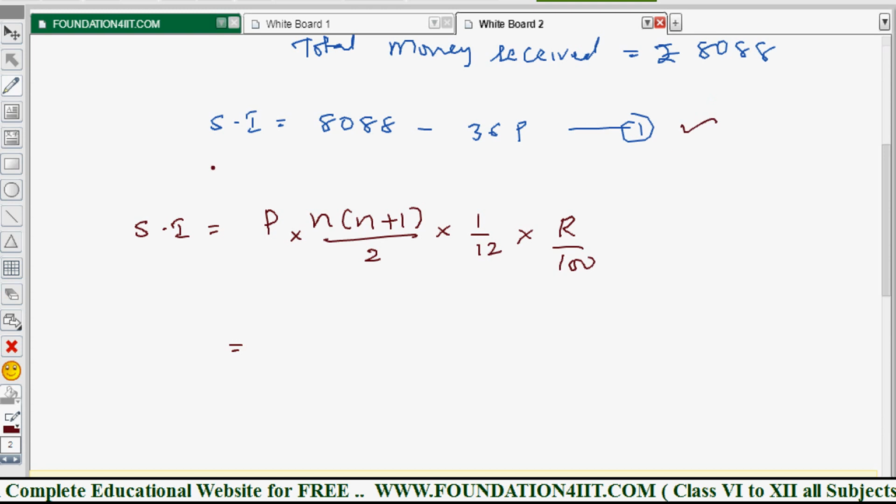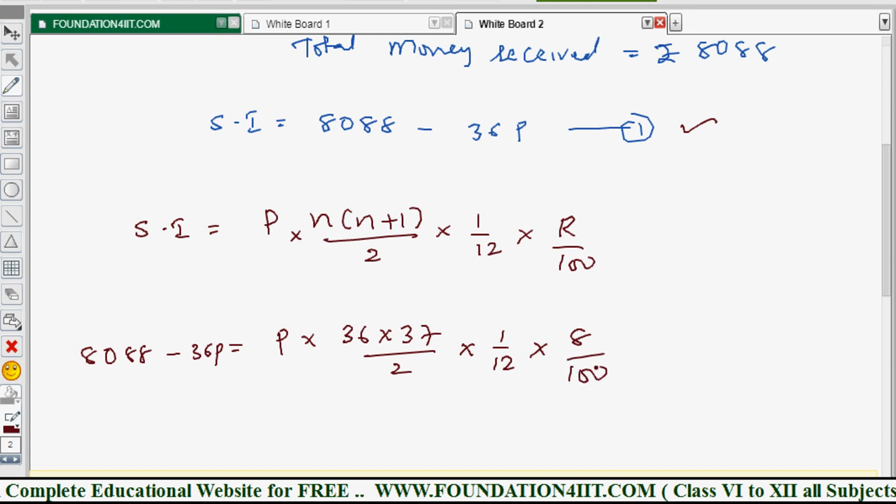From equation 1, in the place of simple interest, you take 8,088 minus 36p. This is the simple interest value. And P is into n into (n plus 1), where n is 36 months. So 36 into 37 by 2, into 1 by 12, into r value. The rate of interest is 8%, so 8 by 100. That's it.